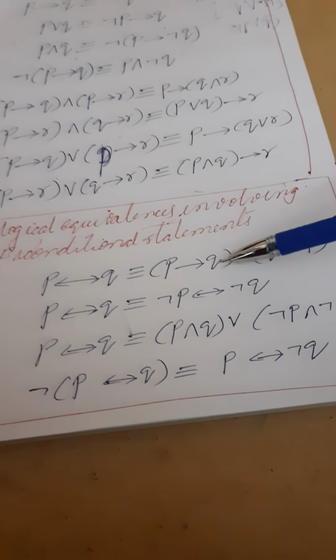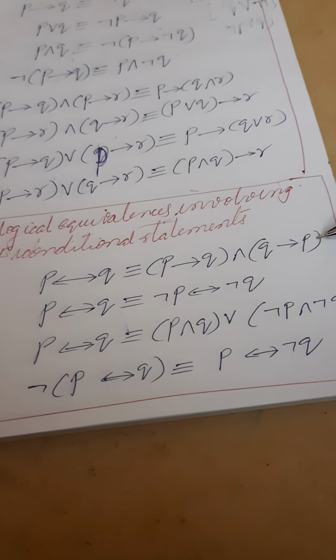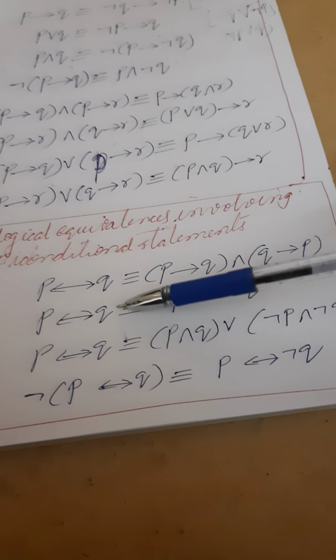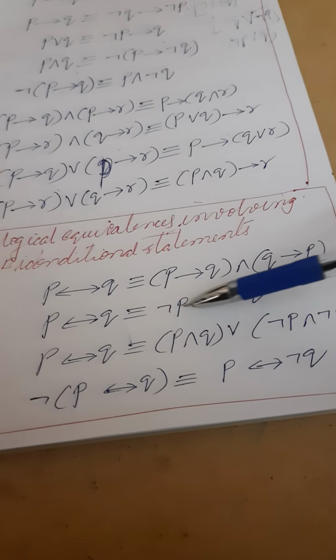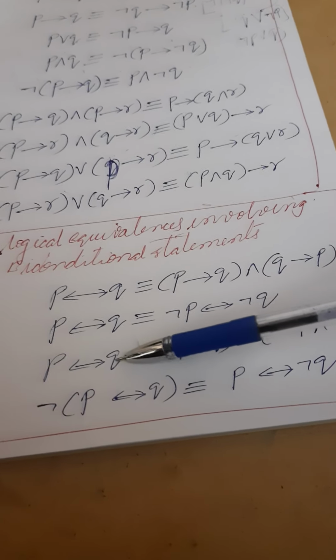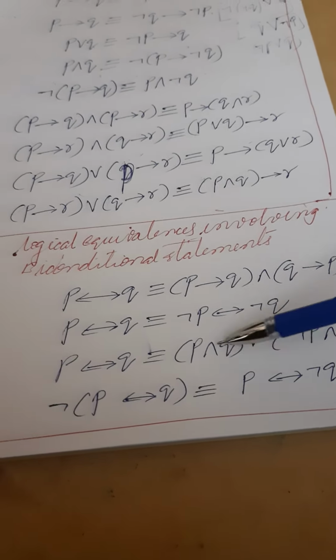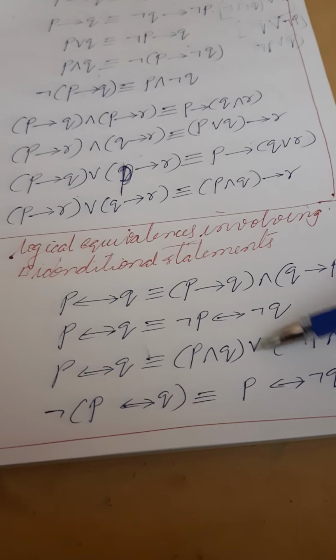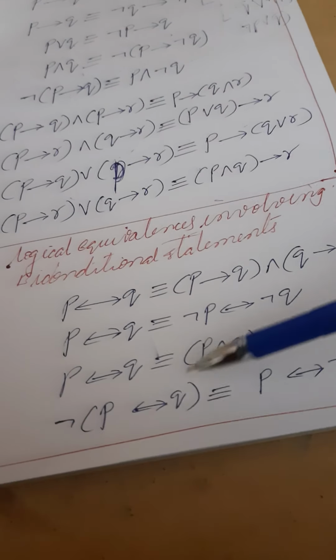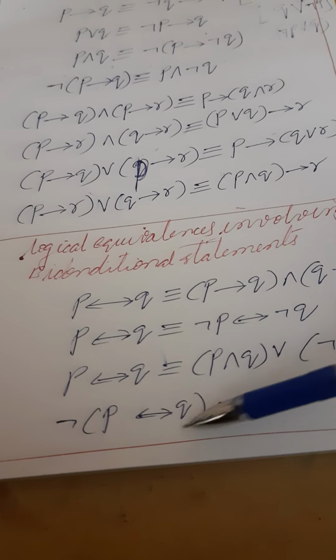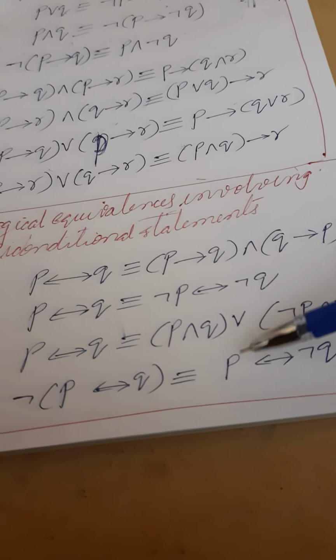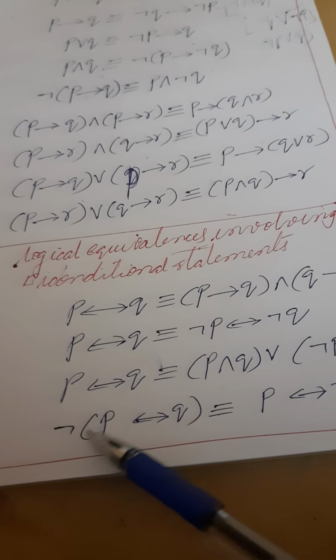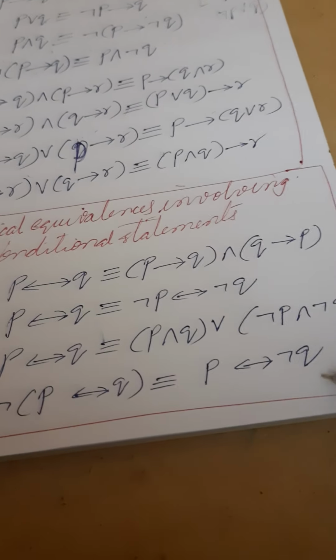P biimplies Q, we can write as P implies Q intersection Q implies P. We can also say P biimplies Q is equivalent to negation P biimplies negation Q. P biimplies Q is also equivalent to P conjunction Q, disjunction negation P, conjunction negation Q. Negation of P biimplies Q is equivalent to P biimplies negation of Q. We can remember it like this, negation comes to Q, P biimplies negation Q.